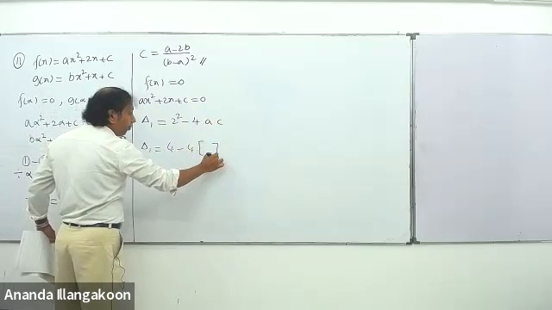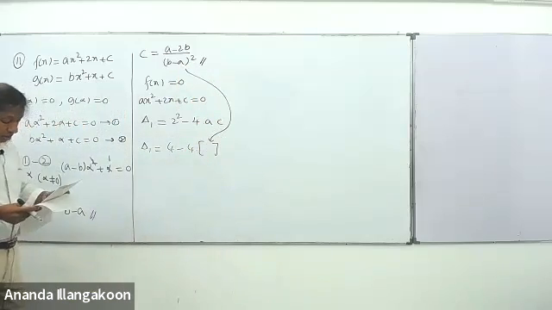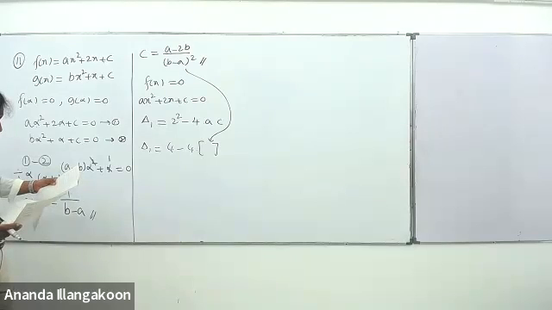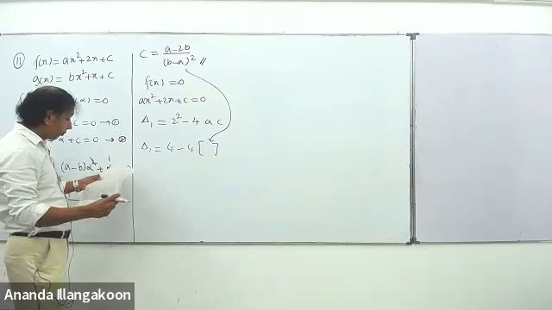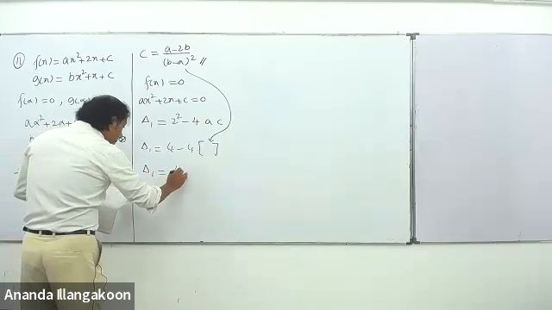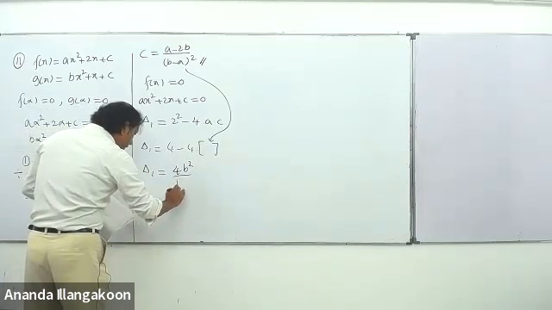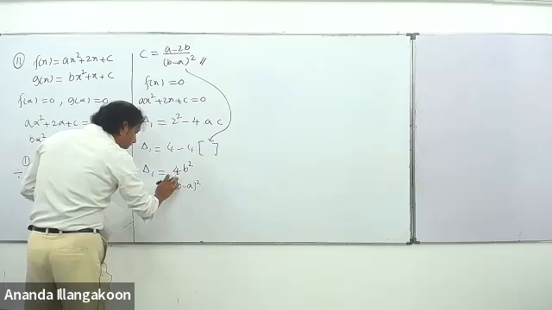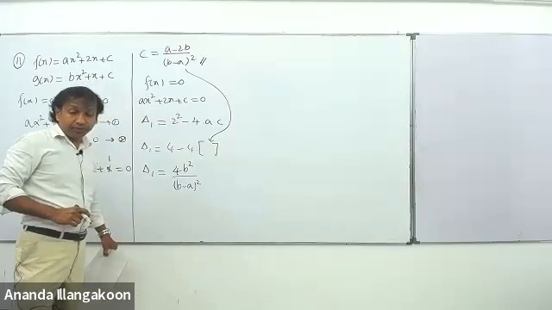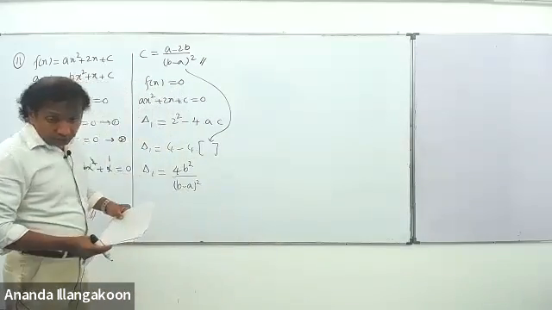Minus 4 a times c. For this c, substitute the answer you got here. Okay. Then simplify, and you get this delta 1 answer. The delta 1 answer comes as 4b squared over (b minus a) perfect squared. Right. Now you have to do these things.